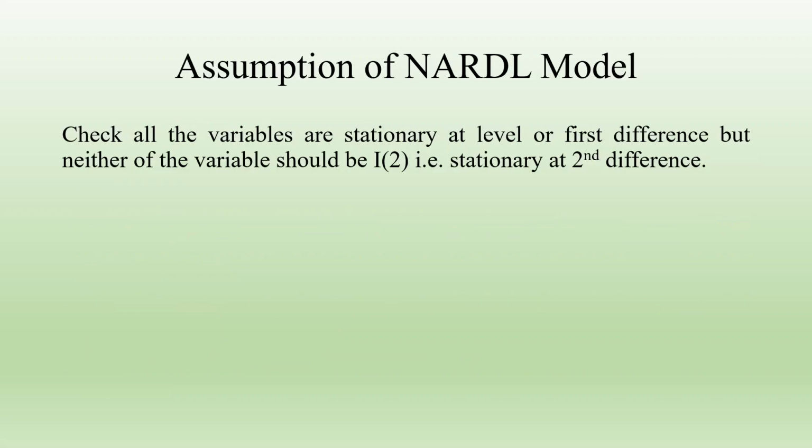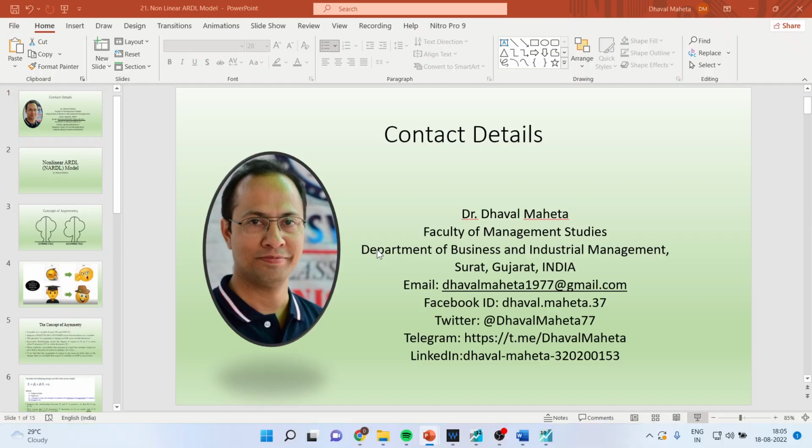To run the NARDL model, we have some assumptions. Check that all the variables are stationary at level or first difference, but none of the variables should be I(2), that is, stationary at second difference. Now, how to run this NARDL model? Let's see in Eviews.